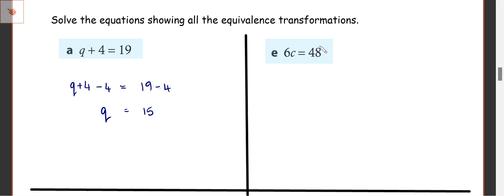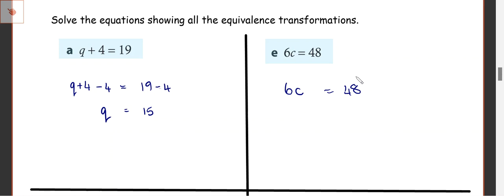Okay? Should we have a look at this one then? What would be the equivalence transformation I'm going to write? 6. Well, it's 6 times C is equal to 48. What would you like to do to change it?